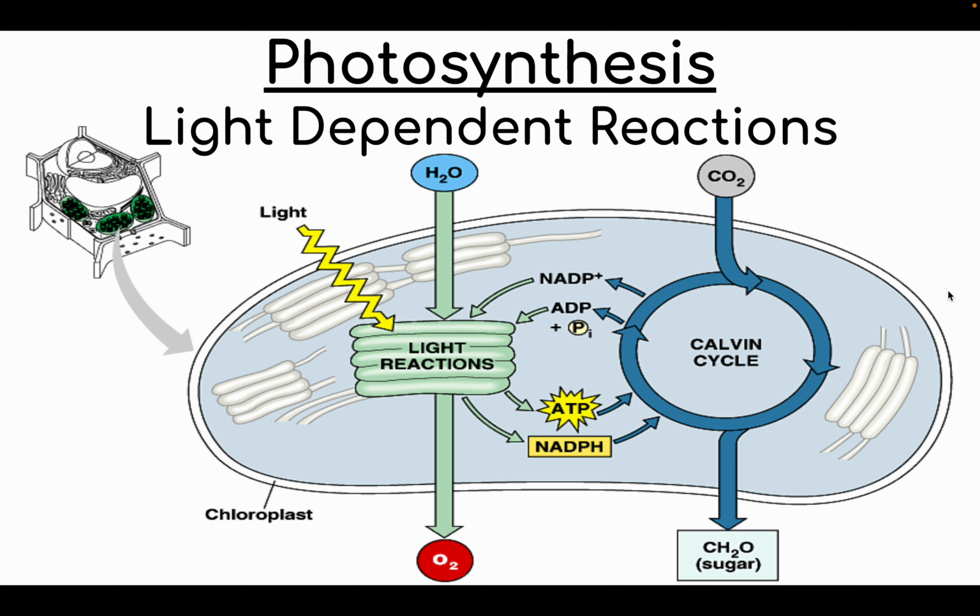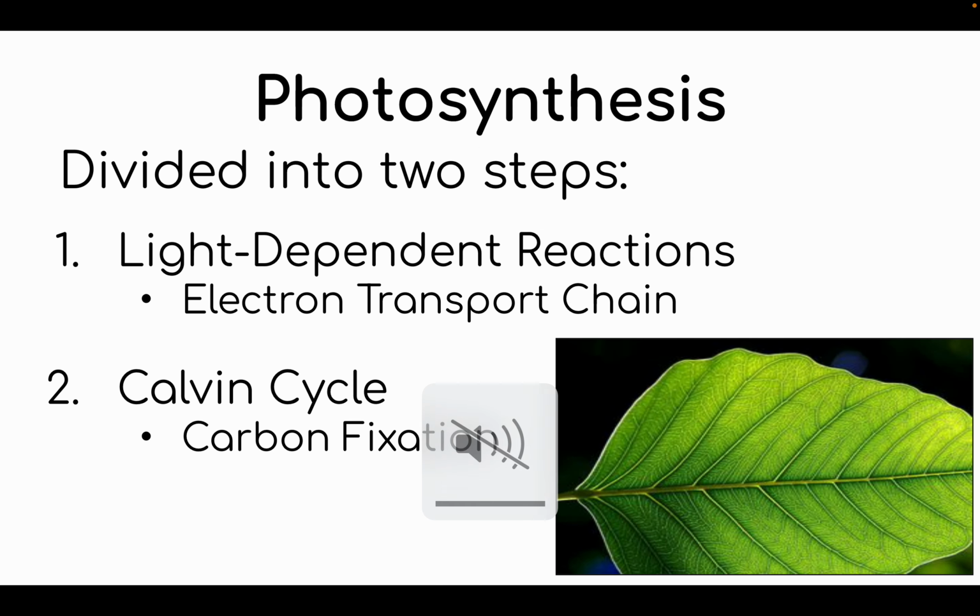All right, so this video is about the light-dependent reactions of photosynthesis, and this is kind of the start of how plant cells and chloroplasts, or any eukaryotic cell with chloroplasts, makes its energy. So photosynthesis is divided into two steps, and so we'll break this video into two parts. The light-dependent reactions and the Calvin cycle.